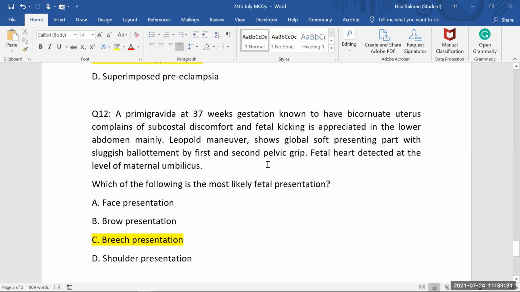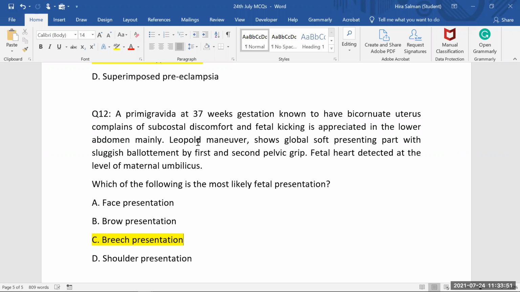Now, fetal kicking is appreciated in the lower abdomen, mainly kicking in the lower abdomen. It's another clue for you. Kicking in the lower abdomen means the foot must be down, not the head down, right? Foot must be down. Now, when you do the Leopold maneuver, which is performed for examining the abdomen per abdominally.